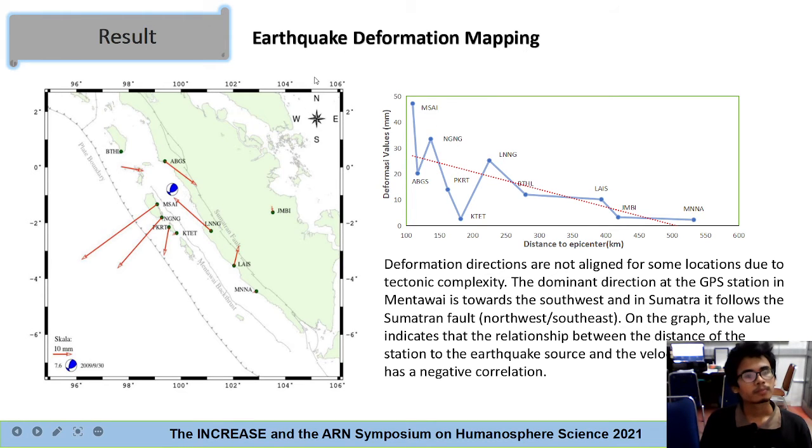Earthquake deformation mapping. This is a map to show the direction of deformation. Deformation directions are not aligned at some locations due to tectonic complexity. The dominant direction at the GPS stations in Mentawai is towards the southwest, and in Sumatra it follows the Sumatran fault, northwest or southeast. On the graph, the value indicates the relationship between the distance of the station to the earthquake source, and the velocity of deformation has a negative correlation.